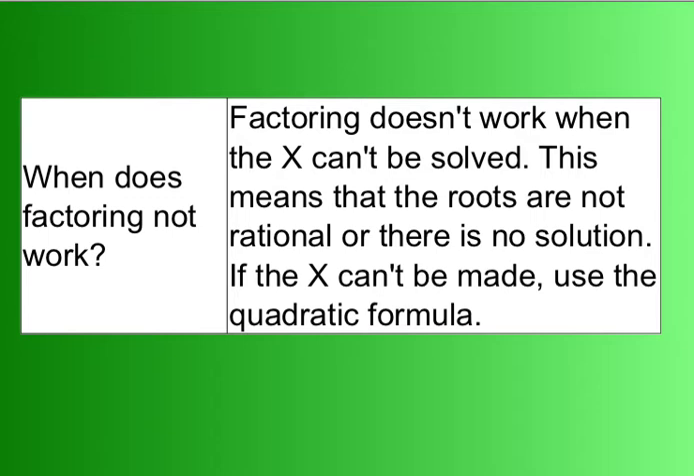So factoring doesn't work when the x cannot be solved. That means the roots are not rational or there is no solution. So this no solution. When is there absolutely no solution? So, no solution is when even the quadratic formula doesn't work. And the quadratic formula doesn't work if you have a negative underneath your radical. Make sure you did it right before you just say no solution. But if there's a negative underneath the radical, that's when the quadratic formula doesn't work either.